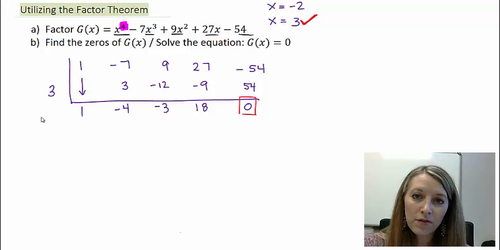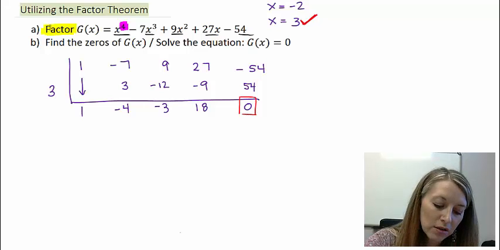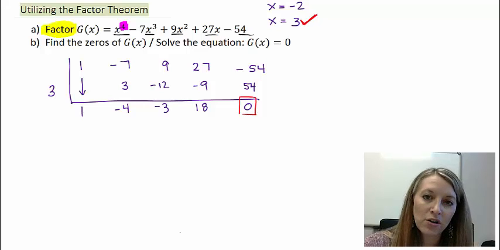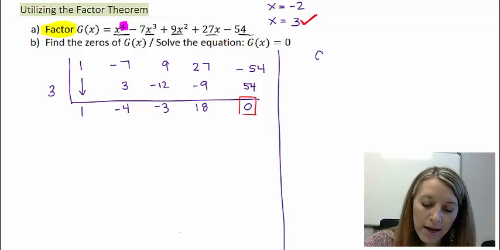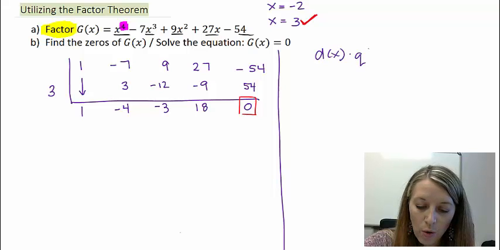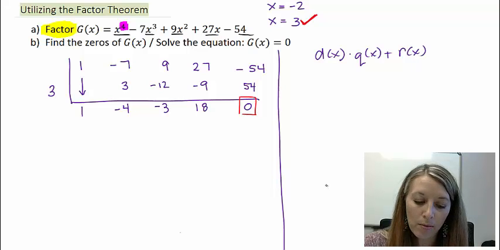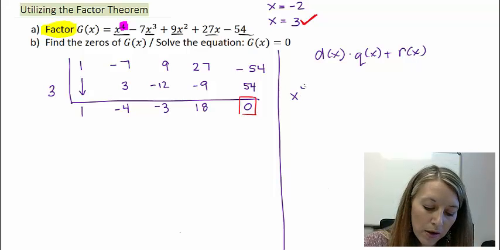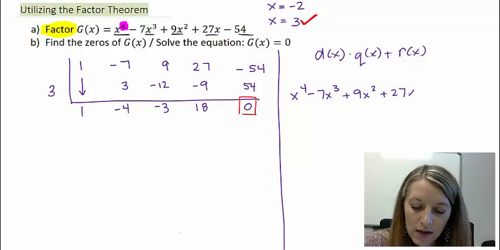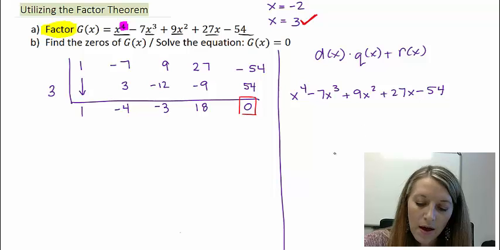So other than just confirming that 3 is a 0 by using synthetic division, what did we actually do here? Well, we factored. So let's figure out what this factors into. We do that by using the division algorithm, where my divisor times my quotient plus my remainder is equal to the original problem. So I had my original polynomial, x to the 4th minus 7x cubed plus 9x squared plus 27x minus 54. I factored it.